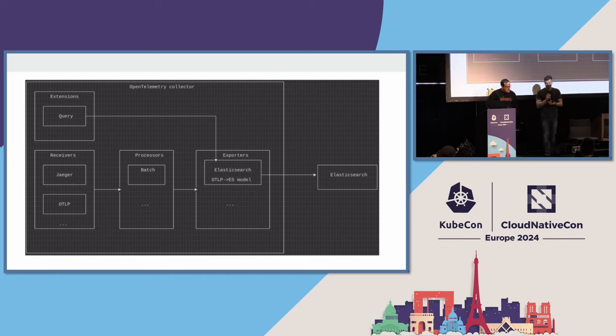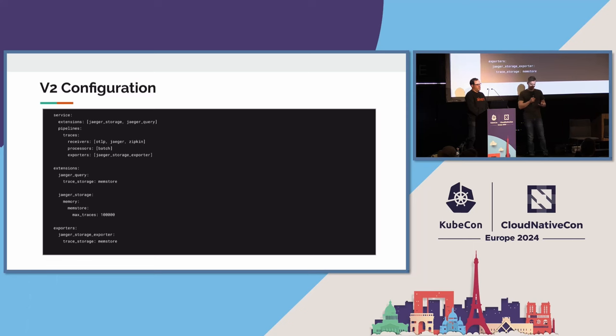Yeah, so essentially what we want to do is implement Jaeger functionality as OpenTelemetry collector components. So for instance, the query will be an extension and the storage will be an exporter. And then produce a single build of this Jaeger collector where you will be able to pick the right exporter for your storage, as well as enable the span metrics connector or any other collector capability that is available in the ecosystem. So let's take a look at the config.